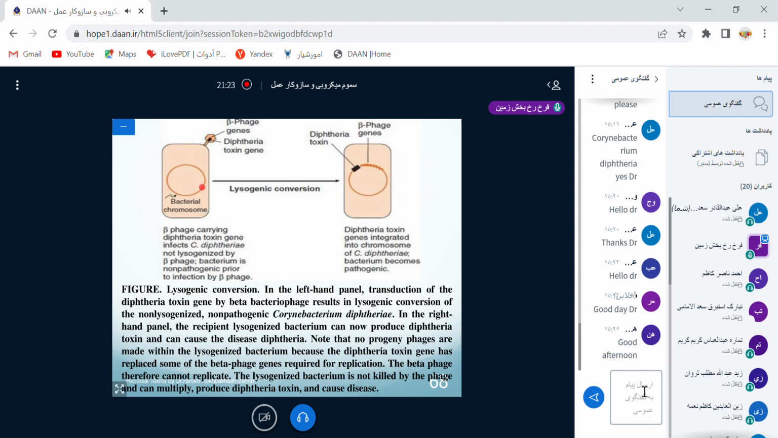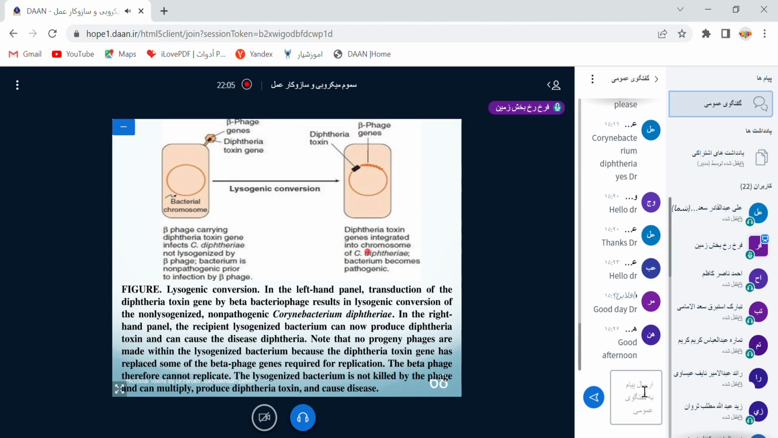So beta phage and Corynebacterium diphtheriae are good friends. The bacteria protect the viral gene and help the genome of the virus multiply, and the viral gene is a good friend for the bacterium because it helps it to have toxin and accordingly elevates its virulence. Now it is more virulent.